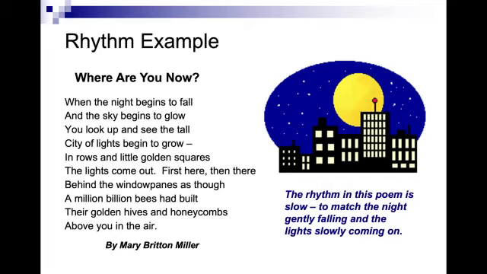When the night begins to fall and the sky begins to glow, you look up and see the tall city lights begin to grow. In rows and little golden squares, the lights come out. First here, then there, behind the window panes, as though a million million bees had built their golden hives and honeycombs above you in the air.